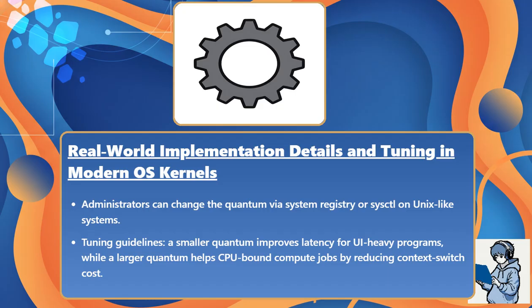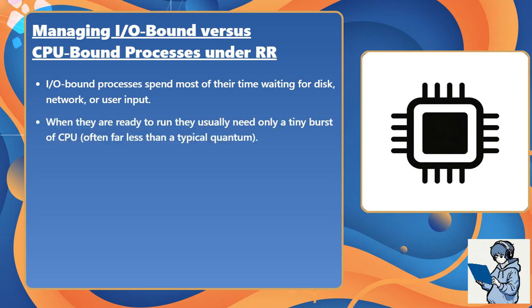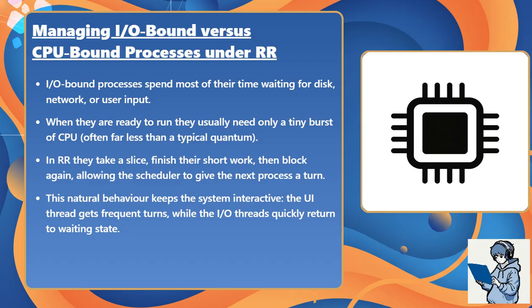Tuning guidelines: a smaller quantum improves latency for UI-heavy programs, while a larger quantum helps CPU-bound compute jobs by reducing context switch cost. I/O-bound processes spend most of their time waiting for disk, network, or user input. When they are ready to run, they usually need only a tiny burst of CPU, often far less than a typical quantum. In RR, they take a slice, finish their short work, then block again, allowing the scheduler to give the next process a turn. This natural behavior keeps the system interactive.